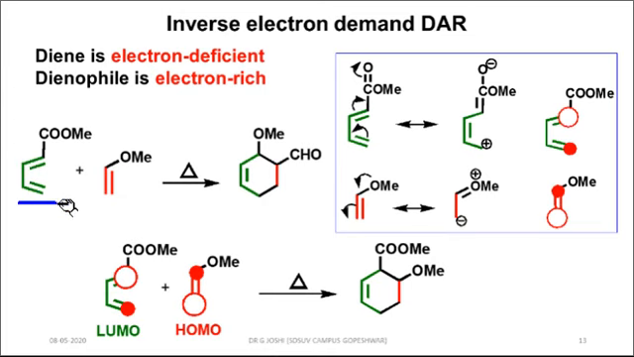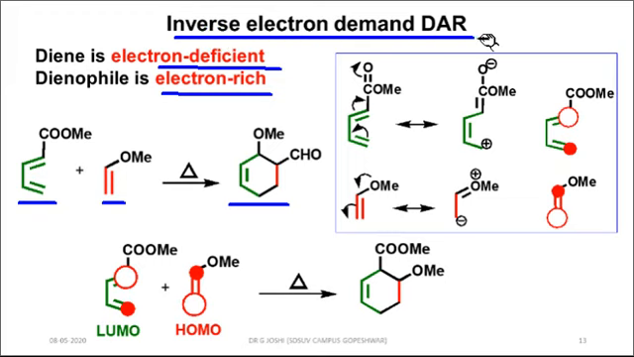In this example, the diene has an electron withdrawing group and the dienophile has an electron donating group. It means now the diene is electron deficient and the dienophile is electron rich, or we can say the dienophile becomes nucleophilic and the diene becomes electrophilic. Such Diels-Alder reactions, where the dienophile is electron rich and the diene is electron deficient, are known as inverse electron demand Diels-Alder reactions.